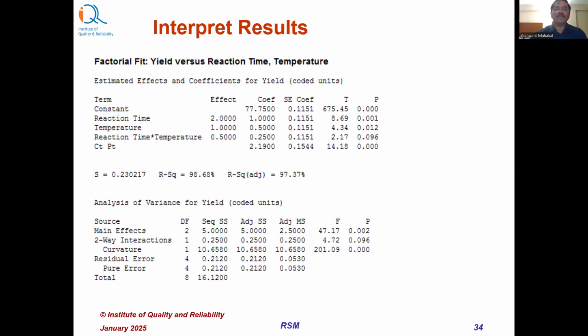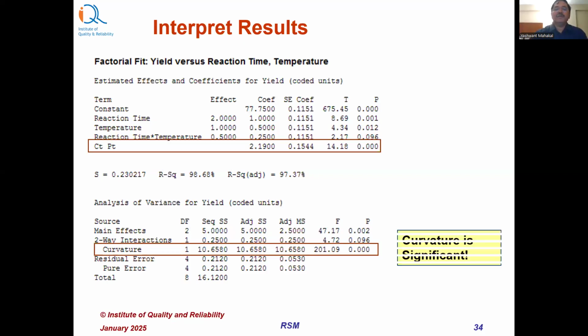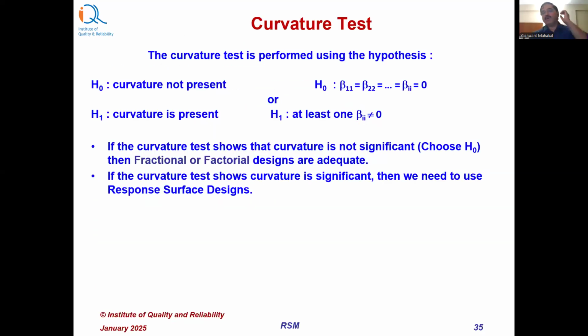Yes, this shows the curvature is significant. What we are doing here in curvature is performing a hypothesis test, wherein the null hypothesis is that curvature is not present, and H1, the alternate hypothesis, is that curvature is present. So what conclusions are we making?